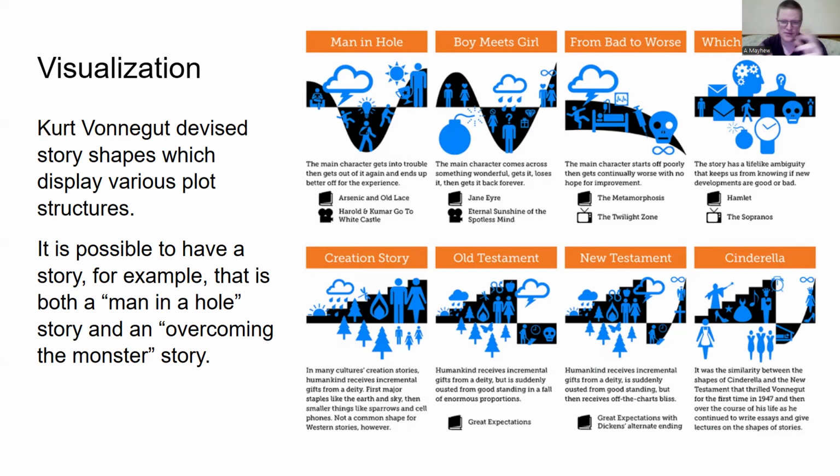And there's a bunch of other story shapes. One of his insights is that the New Testament is actually a Cinderella story shape, which is kind of interesting. He also thinks that it's possible for a story to be both a man in the hole and an overcoming the monster story, as examples. You can have many different story shapes overlaid with each other. And again, these shapes are visualizations of the structure of the narrative that is happening.